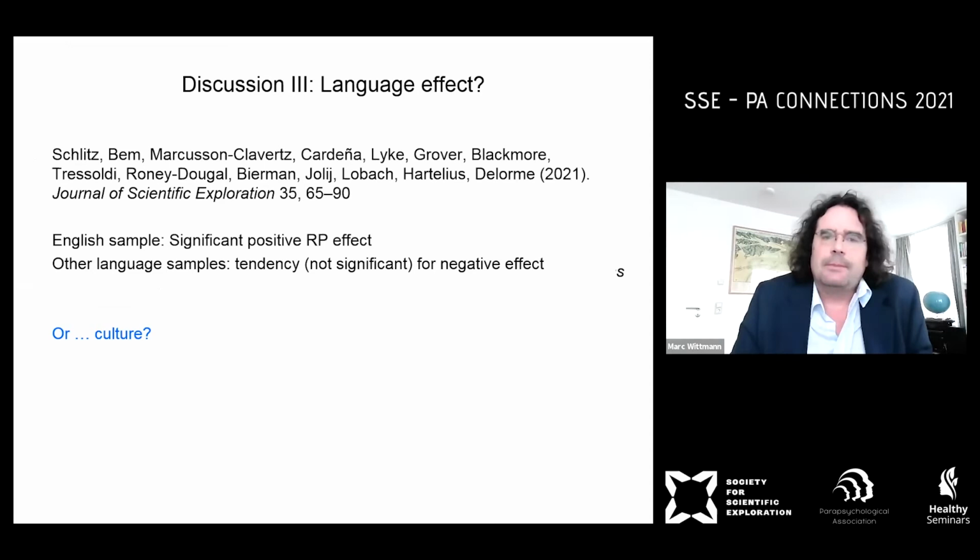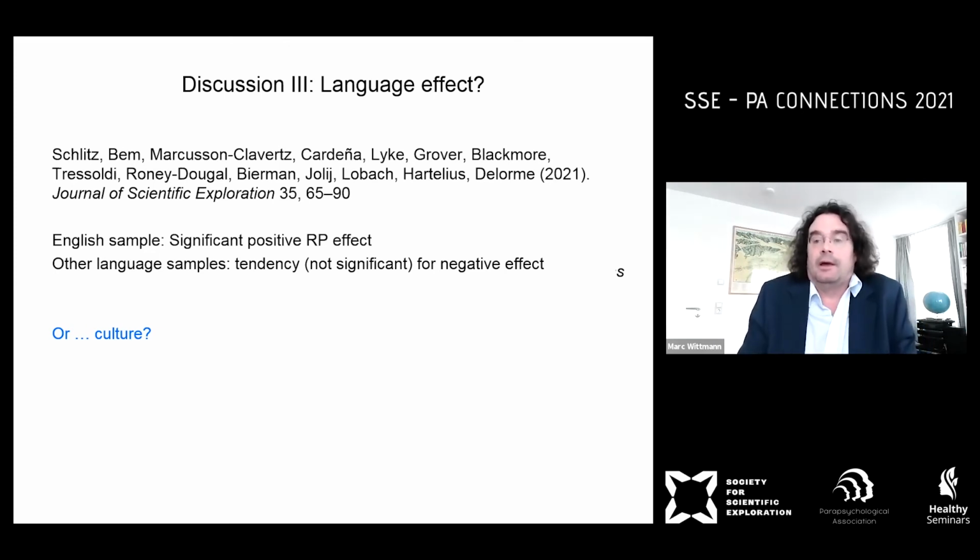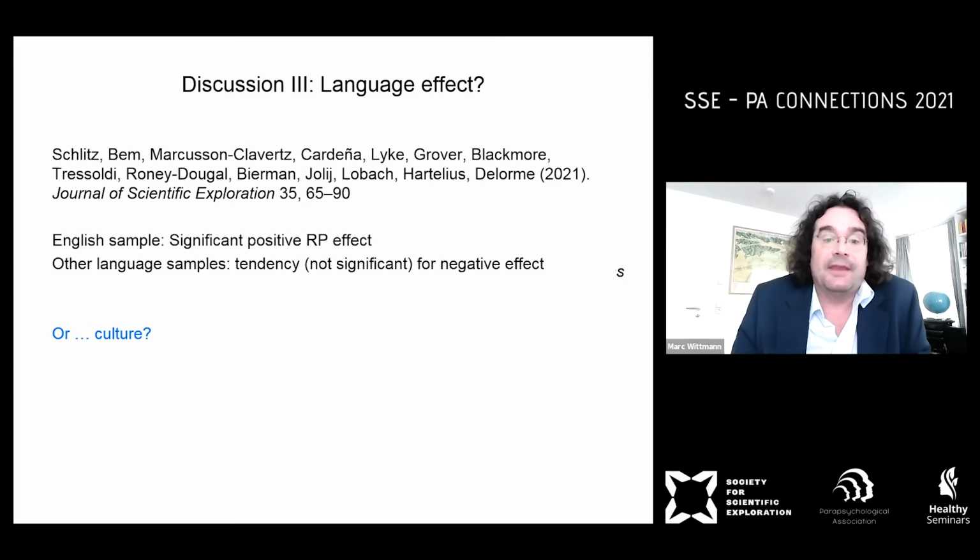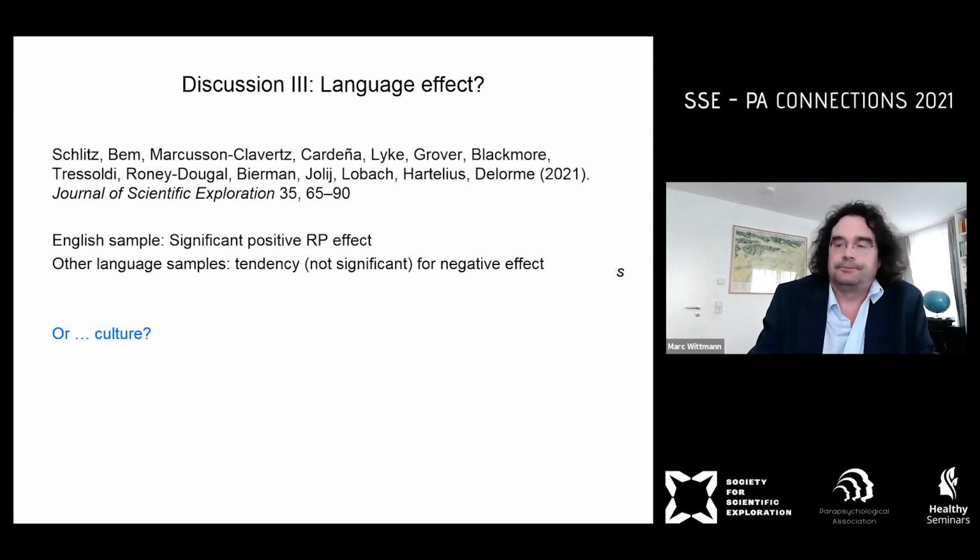Okay, but discussion 3: maybe we have a language effect. Could that be? I just refer to this paper by Schlitz et al., which also appeared just at the beginning of this year. What they showed with our retroactive priming task is that they had a significant positive RP effect for the English sample. But for other language samples, it was not significant, but they had a tendency for negative effects. So this could also be a language effect. Or, and that's the question for the last part of my talk, is it all about culture?